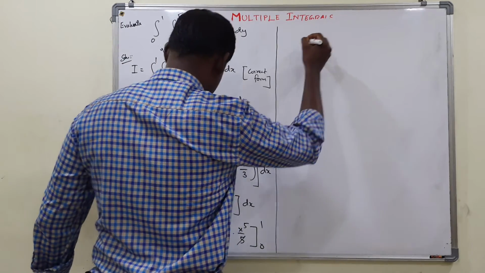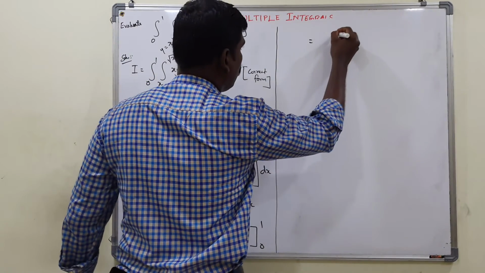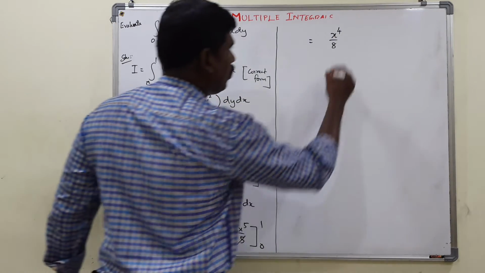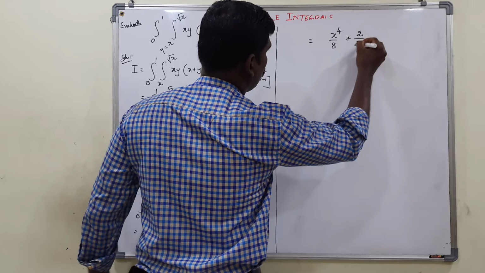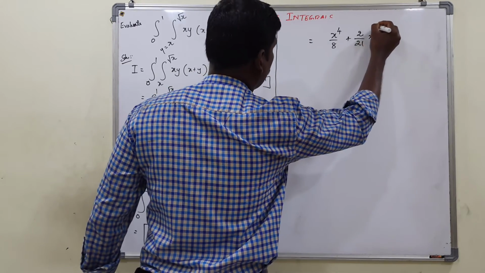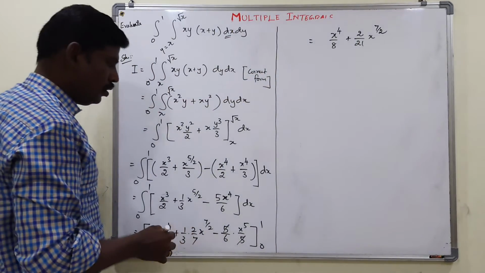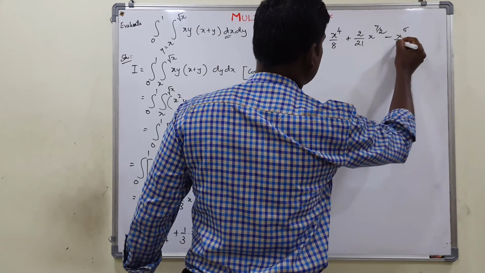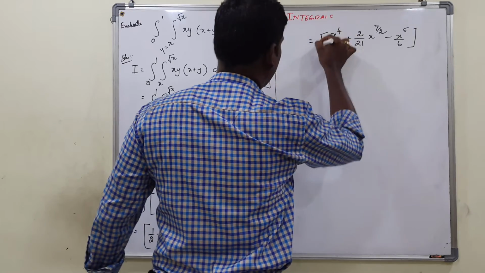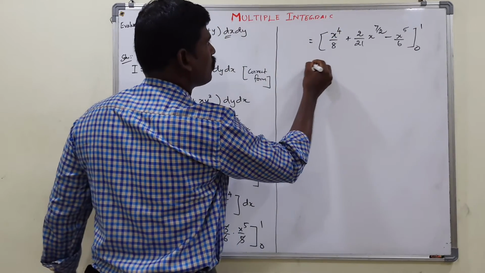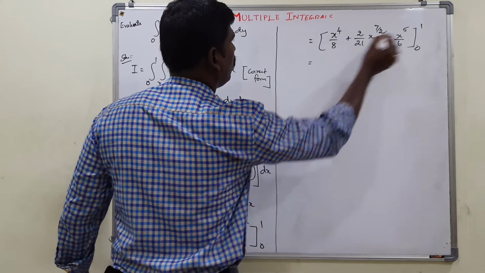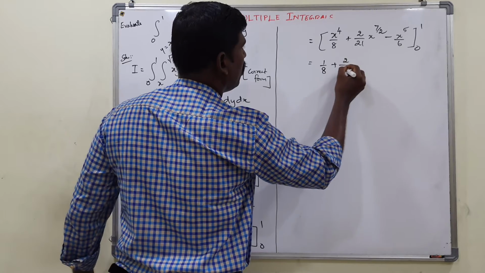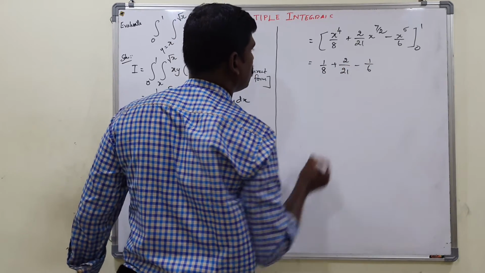Right? So that is equal to what? x to the power 4 by 8 plus 2 by 21 into x power 7 by 2 minus x to the power 5 by 6. Limit from 0 to 1. Substitute the limits for x. First, we need to substitute x for 1. So 1 by 8 plus 2 by 21 minus 1 by 6.